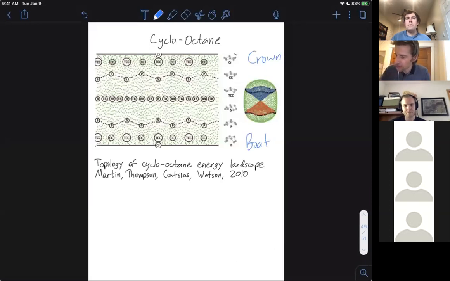And the crown configurations appear at the north and the south pole of this Mercator projection on the sphere. These are actually the circles where the Klein bottle is glued on. Okay, so I like this paper a lot. Check it out if you're interested.